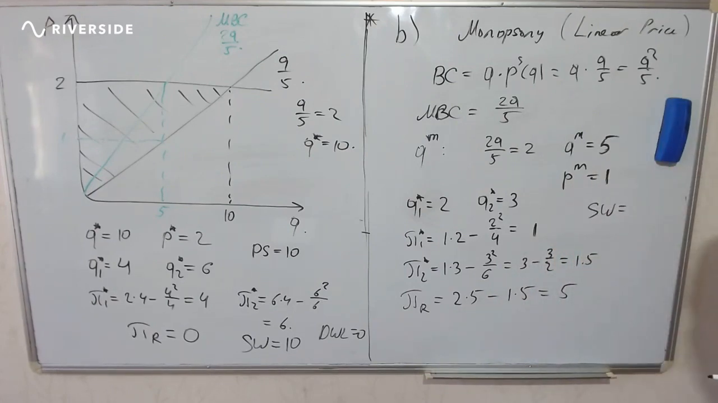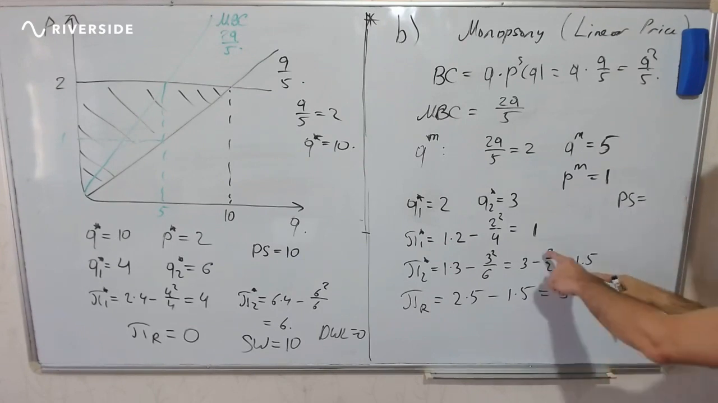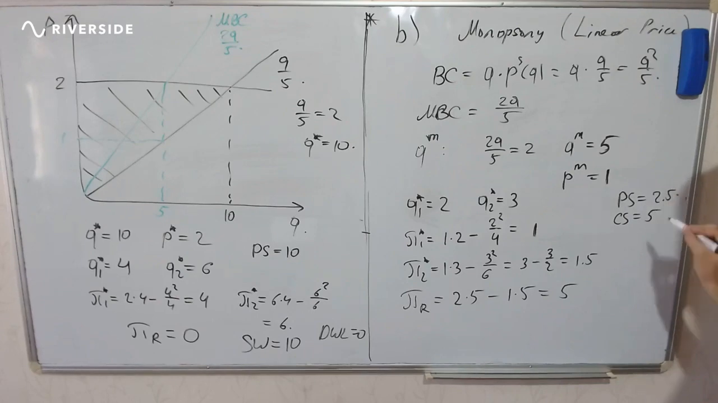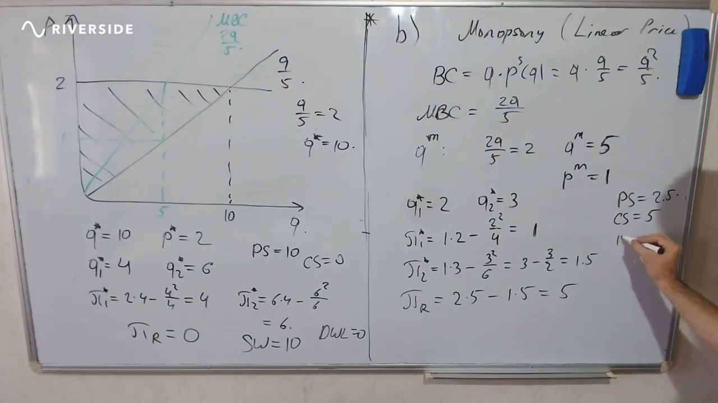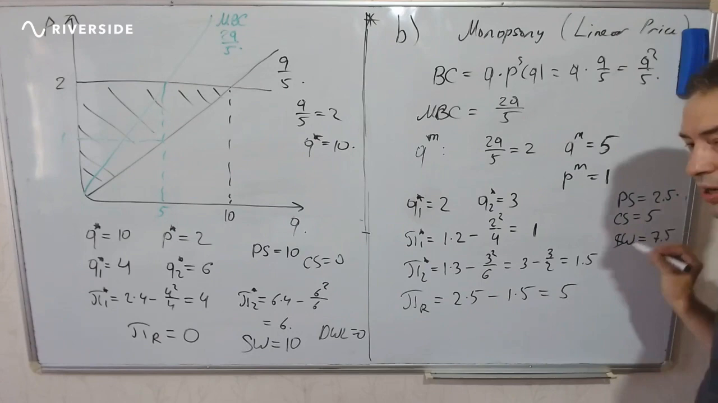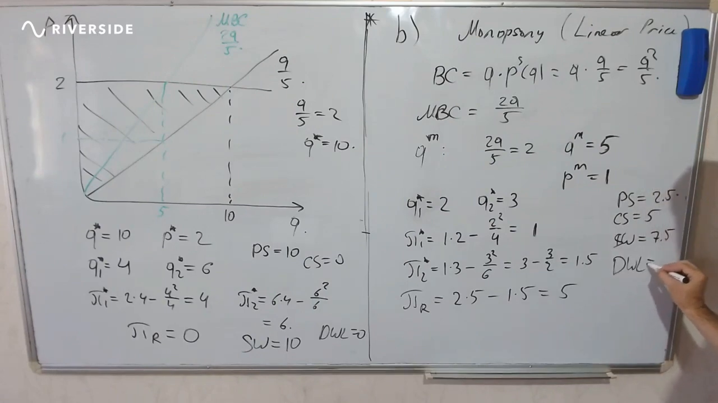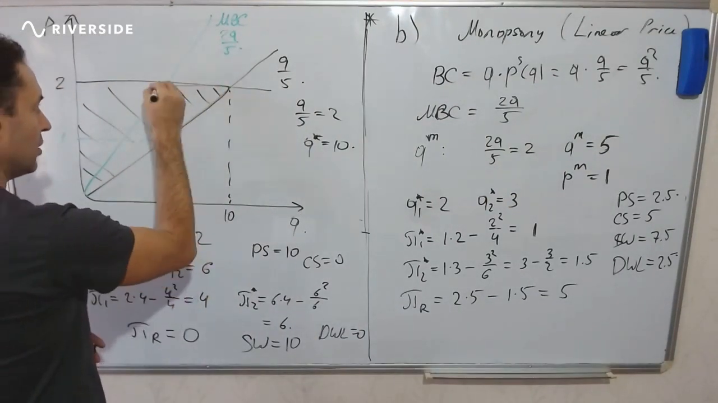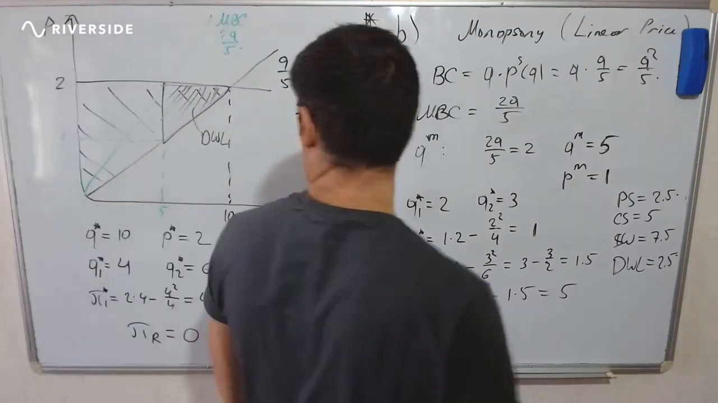Total social welfare is the sum of all these numbers. Sorry, let's be careful. So producer surplus, our producers, is 2.5. Monopsony profit, we can call it consumer surplus in this case because Monopsony is a consumer, has 5. Here it was 0 for Monopsony. Total social welfare is 7.5, and therefore we can see that the deadweight loss created is 2.5 here. Essentially, this area here is deadweight loss.